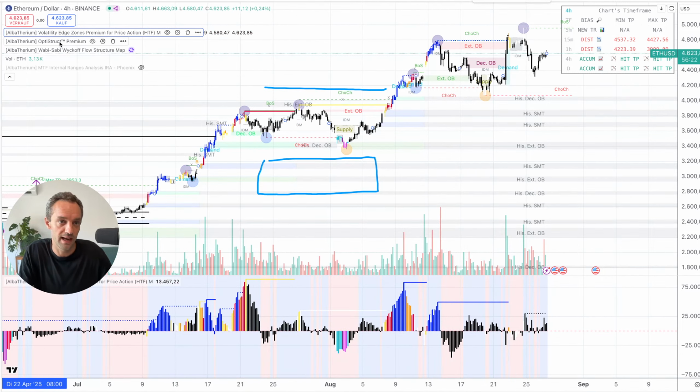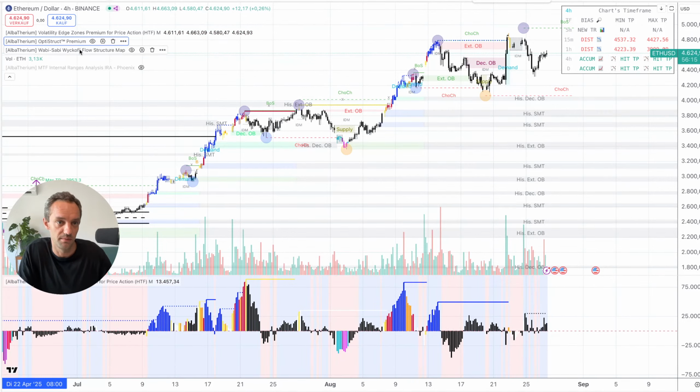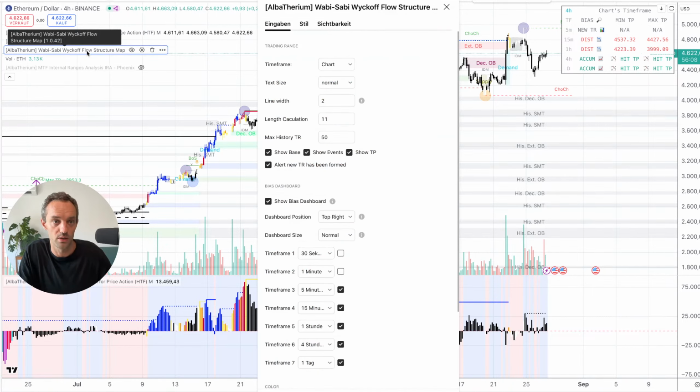Okay, I have OptiStruct Premium, my order block indicator, my preferred one. I use this, I love it. It's nice, it gives me nice levels. And then, of course, Wabi-Sabi Wyckoff Flow Structure map, which is the only indicator which is only available for lifetime members for Ethereum. And there I haven't done anything else, just line width to 2. Text size is still normal. Length calculation, you can play around with this from 2 to 15. Standard is 11, I use 11.